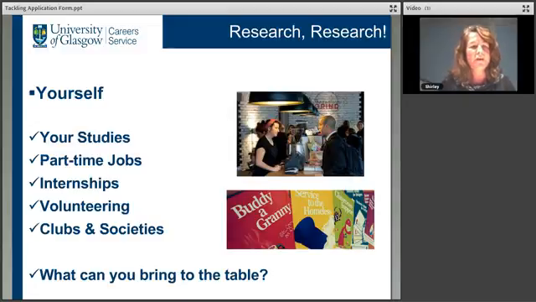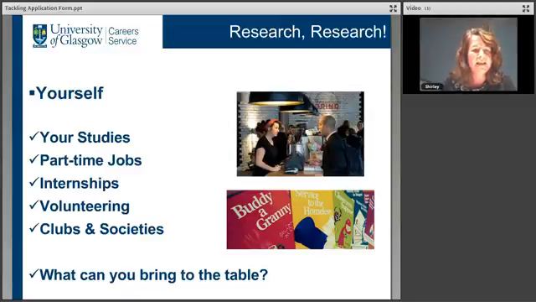Then you want to prepare on yourself. It's really about what you can bring to the table, how you can add value to the employer and the role. So go back over the last few years, think about your studies, think about any part-time jobs you've had, volunteering, maybe some internships, and perhaps you've been a member of a club or society.